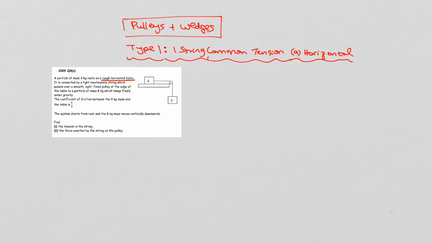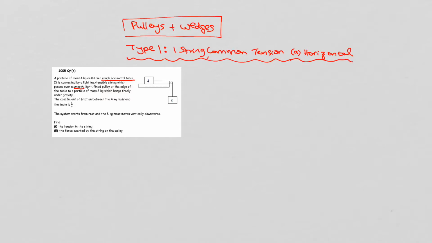So inextensible string means that it's not going to be elasticated. So we're not going to have bouncing up and down or simple harmonic motion happening here. Okay, so that's again always very important. We just take it for granted in these questions because we never have extensible strings in pulleys and wedges. We are then told it passes over a smooth, light, fixed pulley at the edge of the table. And again, smooth meaning no friction with the pulley.